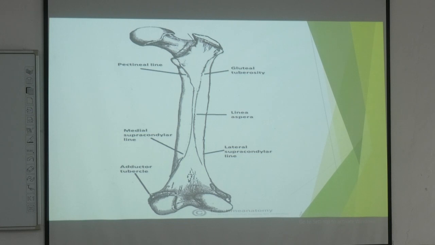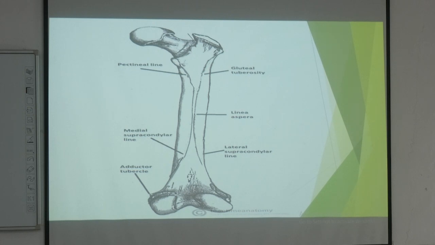Now you look at this particular picture, what I am projecting right now. This is the back side or the posterior side which you are looking at, and it is zoomed. You see that this is the posterior border. So this particular posterior border, we give a special name to it. We call it linea aspera.